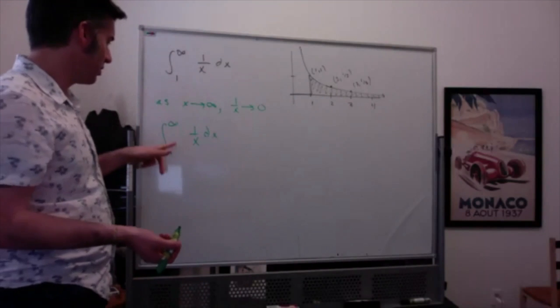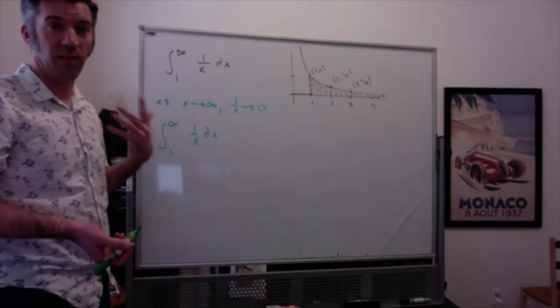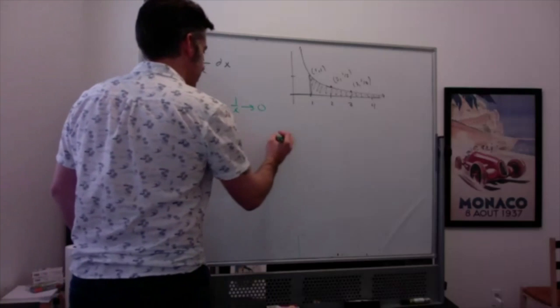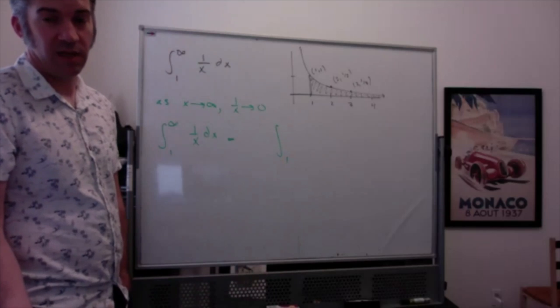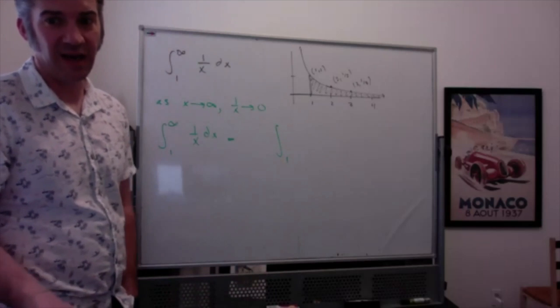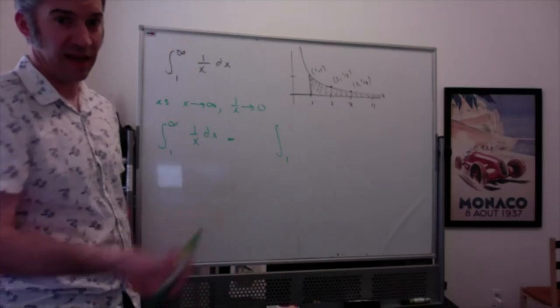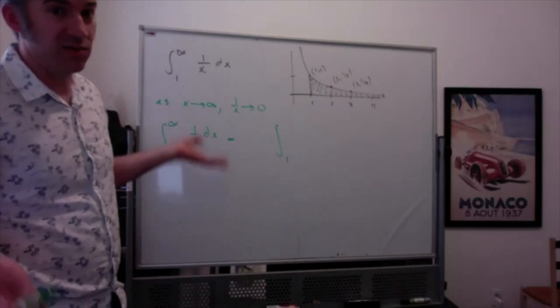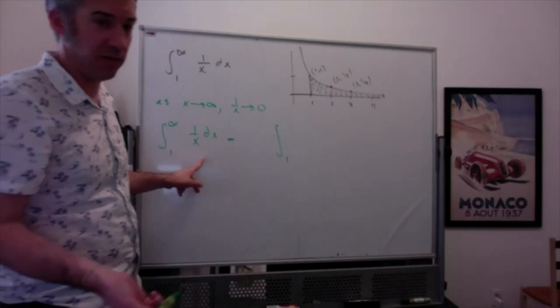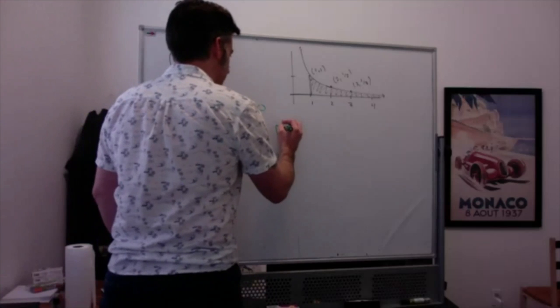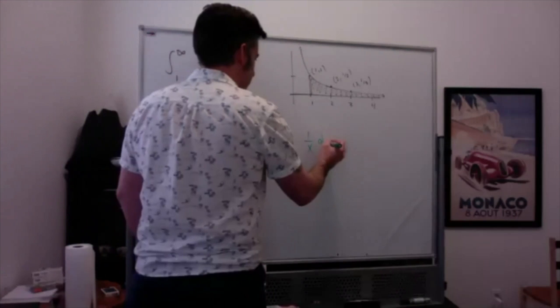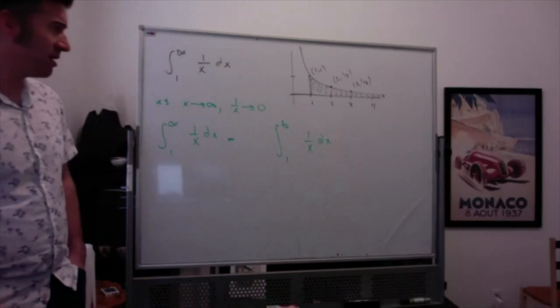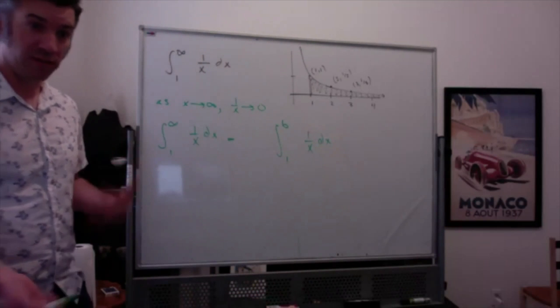What you're supposed to do is, for any infinity or other problematic point, replace it with some letter. I think your book usually uses T. I often use B for an upper limit and A for a lower limit. Whatever you want. You can use Z. Just don't use X, right? Because X is already spoken for. So we can say, I'm going to find the integral from 1 to B of 1 over x dx. But then I'm going to take the limit as B approaches infinity.